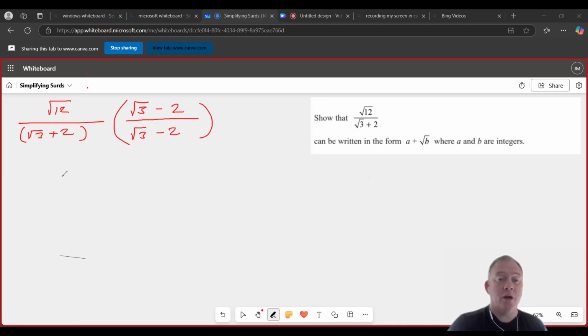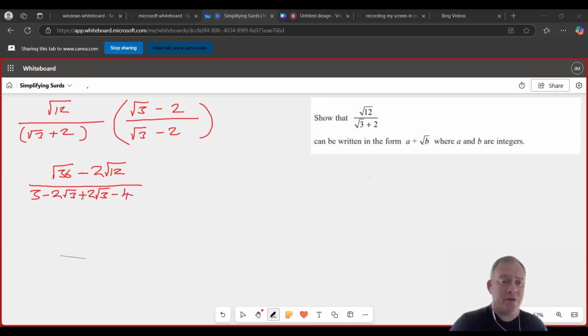So let's multiply out the brackets. Square root 12 times square root 3, well, that is square root 36. This question does test your knowledge of surd rules. Square root 12 times minus 2 gives us minus 2 square root 12. We could simplify that a bit further, but we'll do that in a moment. Now, square root 3 times square root 3 gets rid of the square root, so it's just 3. Square root 3 times minus 2 gives us minus 2 square root 3, plus 2 square root 3. You might see what's happening there. And 2 times minus 2 gives us minus 4.